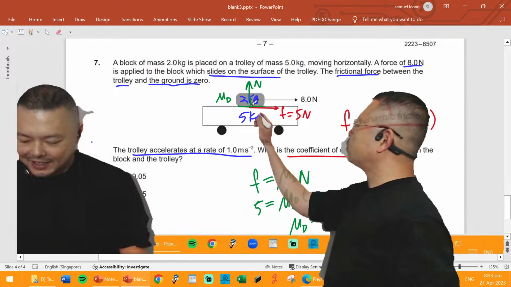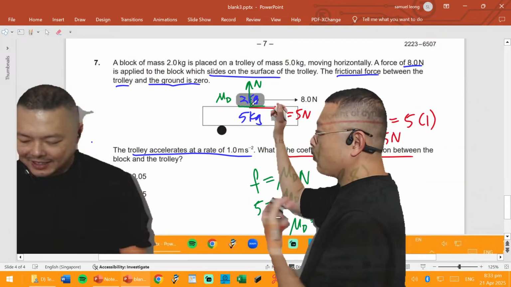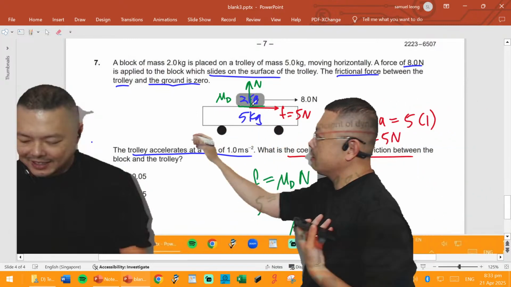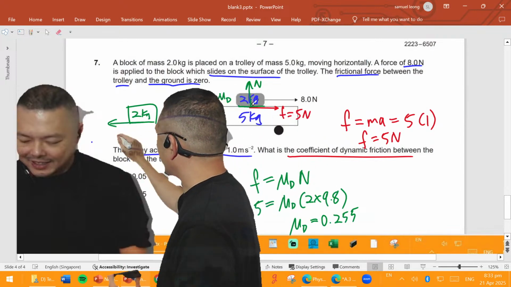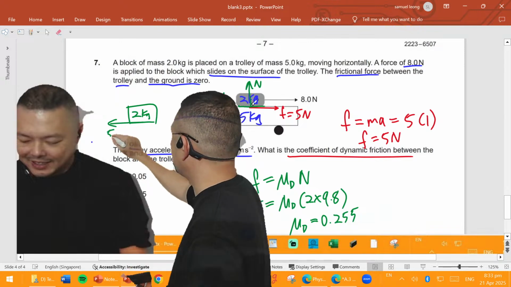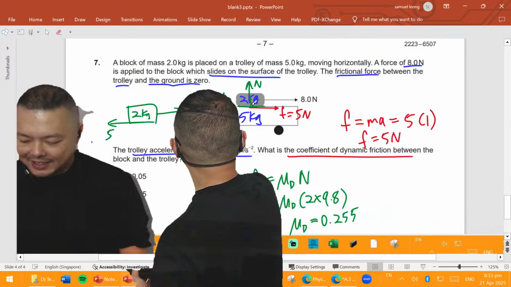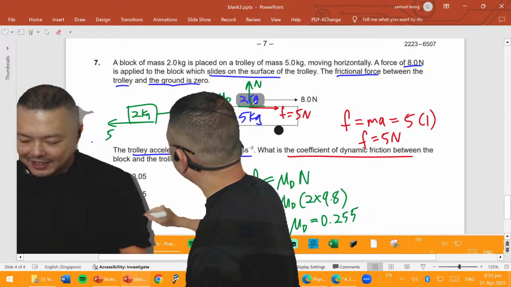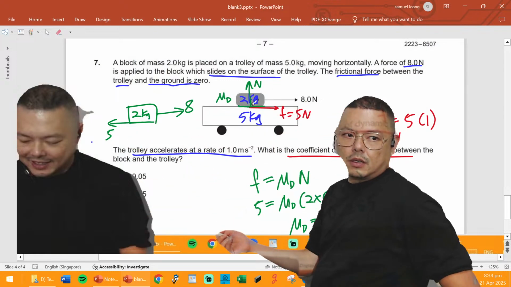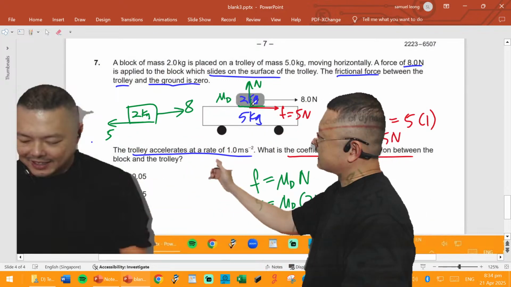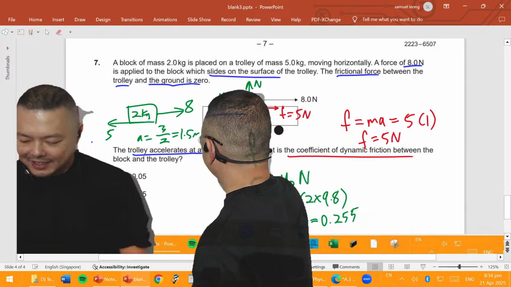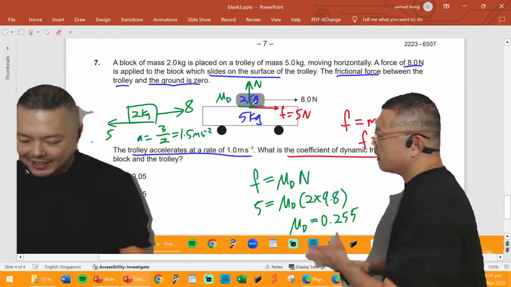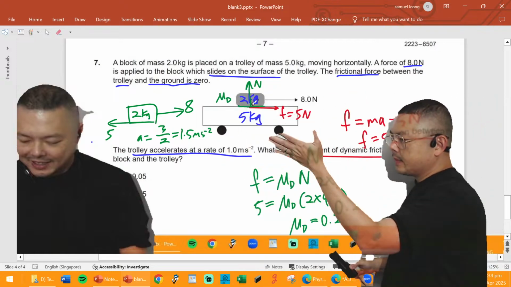Okay, I could ask other questions like, what is the acceleration of the 2 kg mass? Then we have to infer that the friction acts backwards on the 2 kg mass, which is 5 newtons. The pulling force is 8 newtons, so the resultant force is 3 newtons, and the acceleration would be 3 divided by 2, 1.5 meters per second squared. That will be the acceleration of the 2 kg mass.